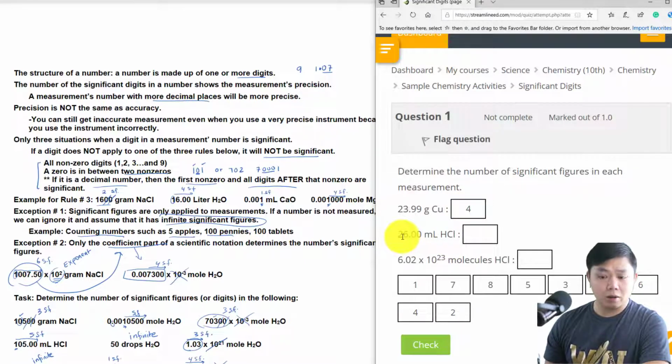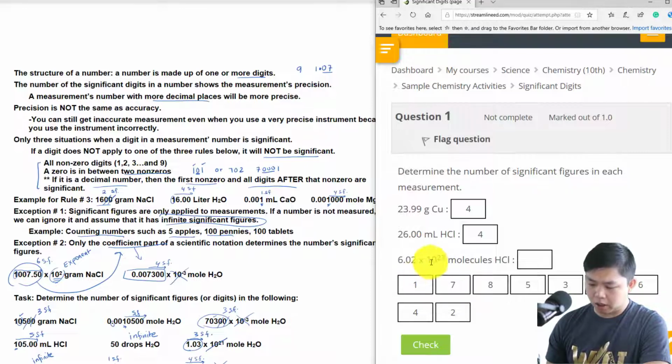How about this one? Ooh, look at this one. We have 1, 2, 3, 4 as well because this again is a decimal number. So we don't really care about the zero rules, to some extent. In this case, 1, 2, 3, 4. So 4 significant digits.